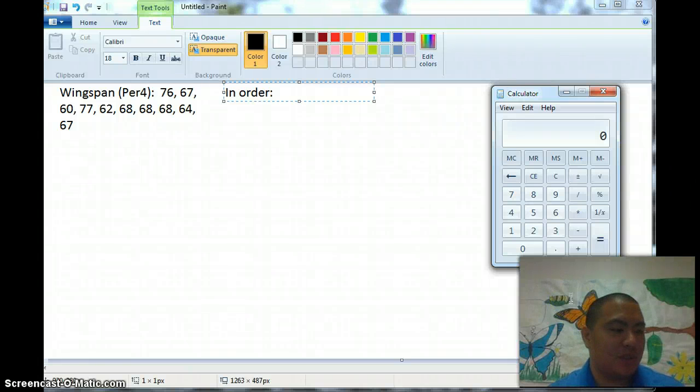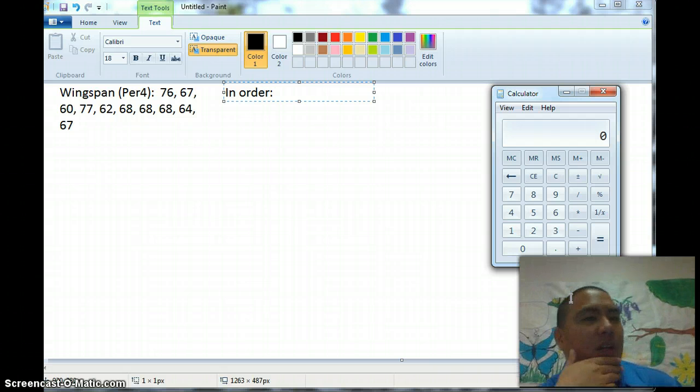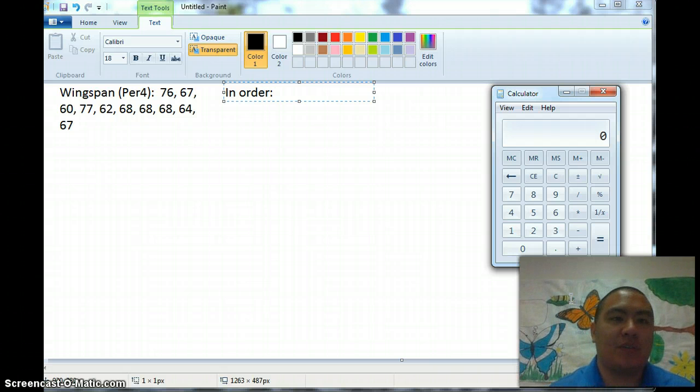Hey everybody, I'm just going to jump into it so we can save time. So what we're going to look at is the wingspan of period 4, which I typed up over here already. Those are the data points for wingspan from period 4. I just took 10 people and put it there. So that's the data we're going to look at.